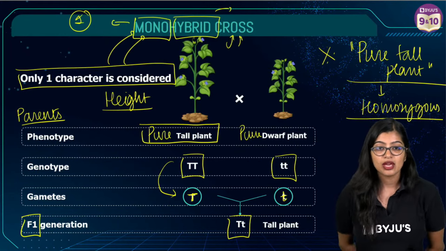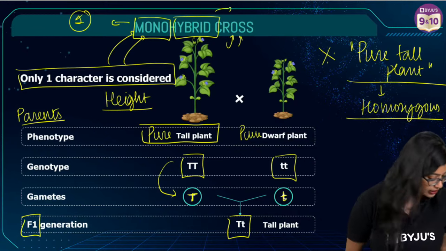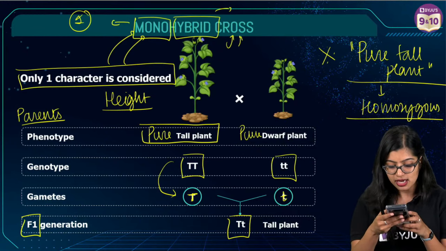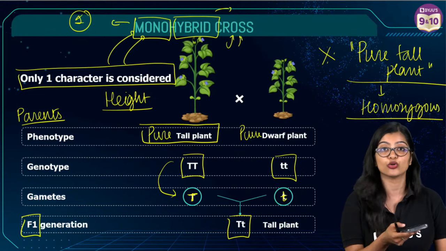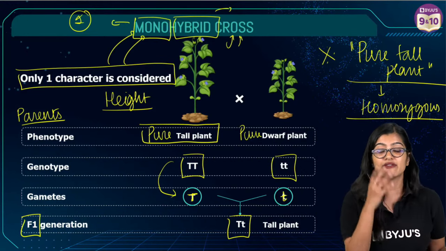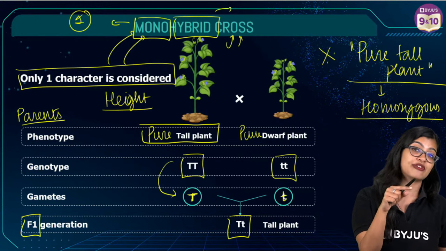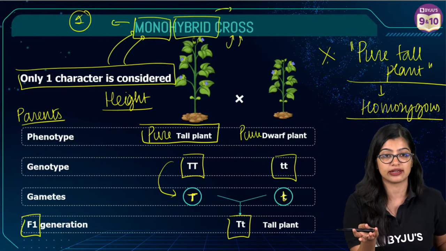Very quickly. Ma'am, if the genetic makeup of the dominant character is not mentioned, can we just take homozygous? No, you cannot, Bharat, you cannot. If they have not given you or if they have not been specific about it, you cannot assume it is homozygous, okay?